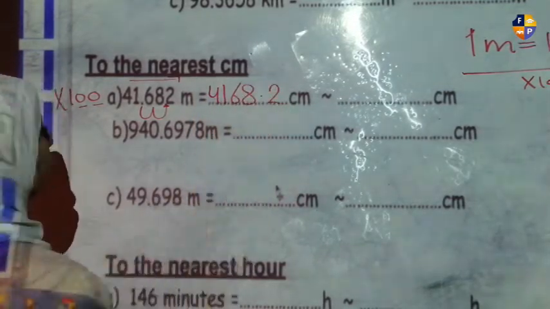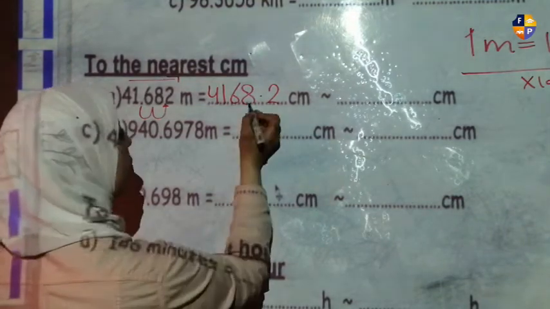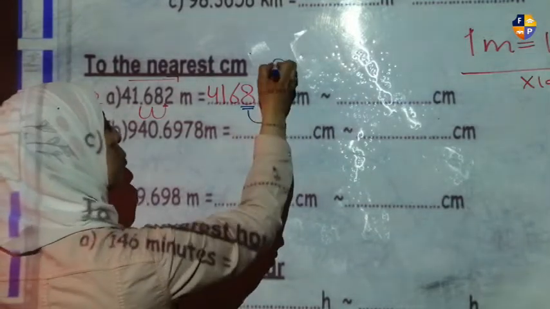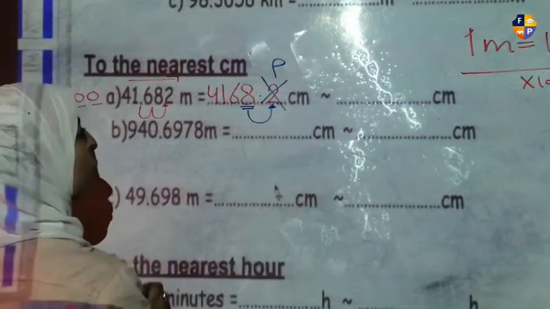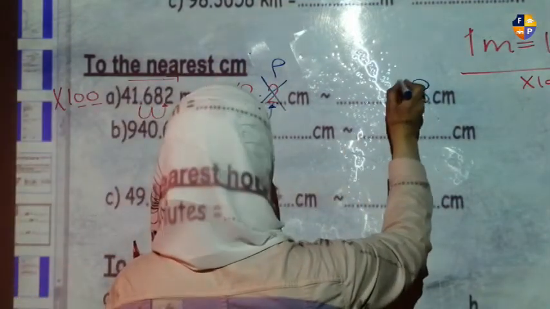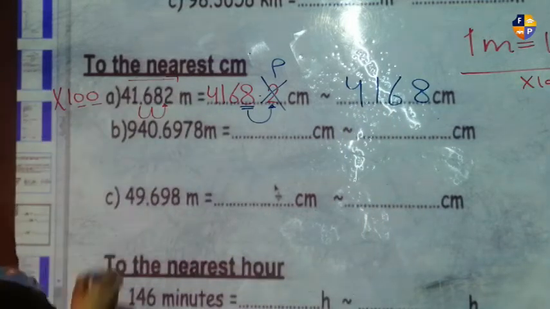Point 2. And now I will do the approximation to the nearest centimeter. Underline the digit in units. Look at the digit in tenth. 2 is poor. I will remove the decimal part and keep the whole number as it is. 8 in units, 6 in tenths, 1 in hundreds, 4 in thousands.